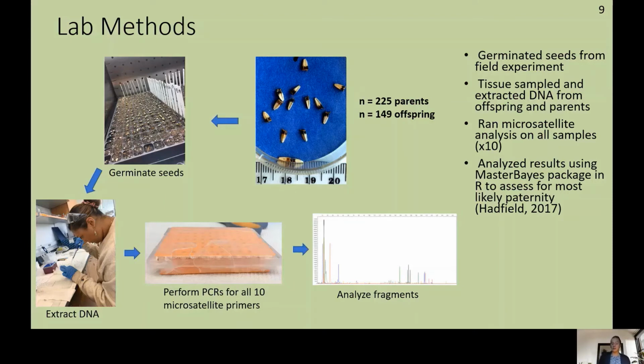So you can look down here, this graph with the different fragments, which we analyzed, and then we ran these results through a package in R called MasterBayes, which assesses for most likely paternity. So essentially, it is able to match up offspring with a most likely paternal candidate based on how well their microsatellite results match up. And since each paternal individual corresponds with a specific pollinator, we can trace back which pollinator moved the pollen to result in this offspring.